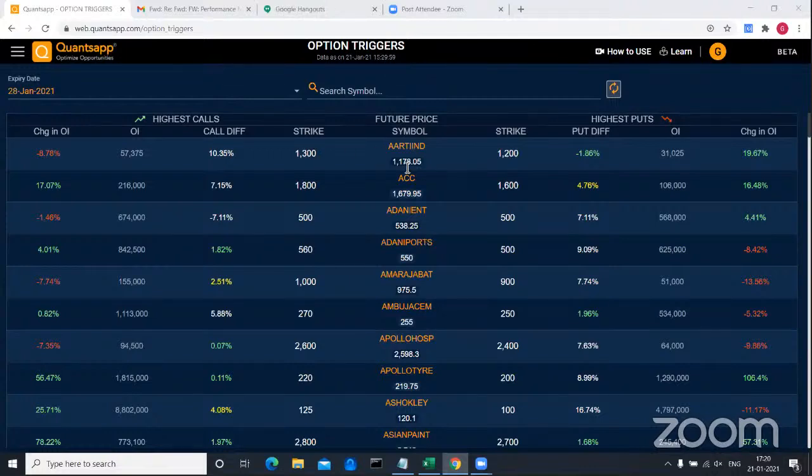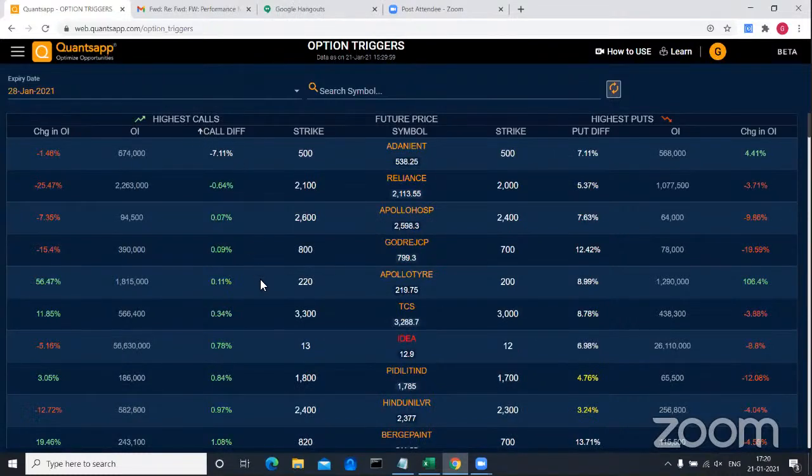You can see the future prices and strike. So if I say Aarti India, it is currently trading around 1178 and the highest call is standing at 1300. So between the highest call and the future price there is around a 10.5% difference. I want to find that particular stock which is very near to its highest call or highest put.